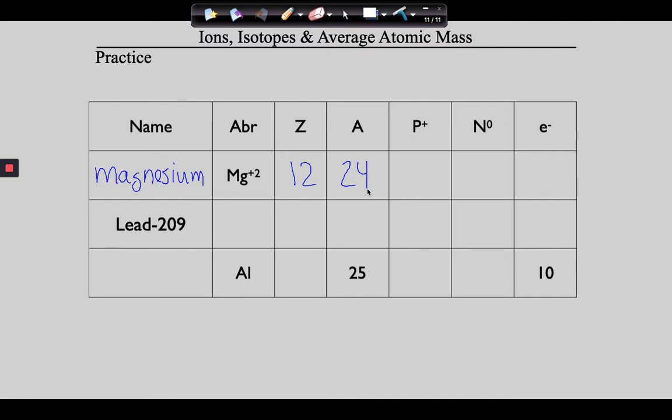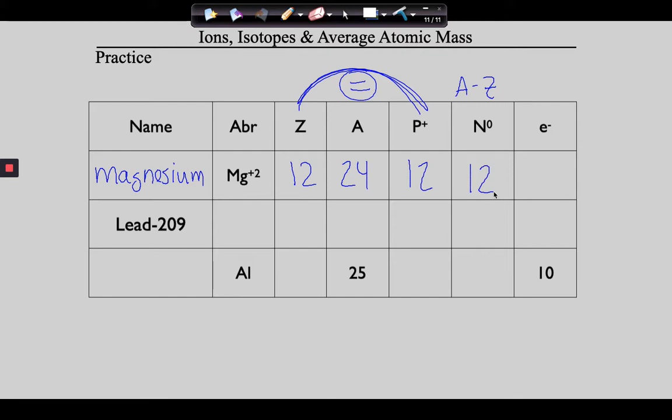So guys, based upon that information, we then know the number of protons. Please remember that these are always the same. Always the same. Then guys, we need to know the number of neutrons. This is always A minus Z. 24 minus 12 is 12.